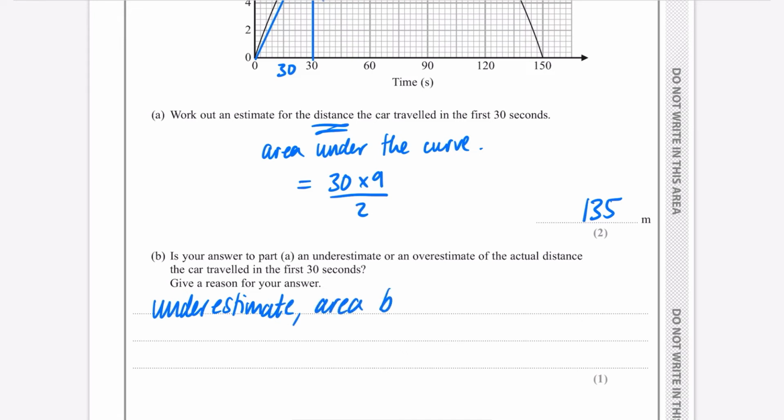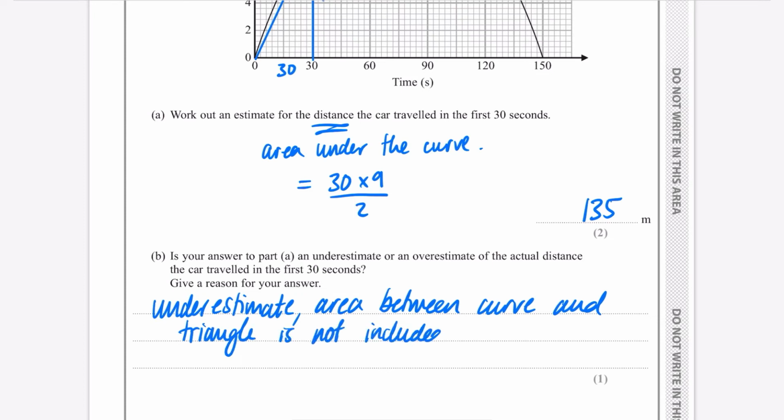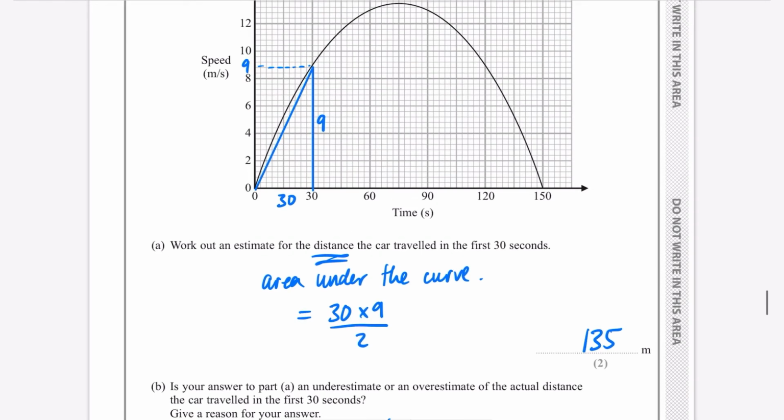So ours is an underestimate because the area between the curve and the triangle is not included. And the bit I'm talking about is this section in here.